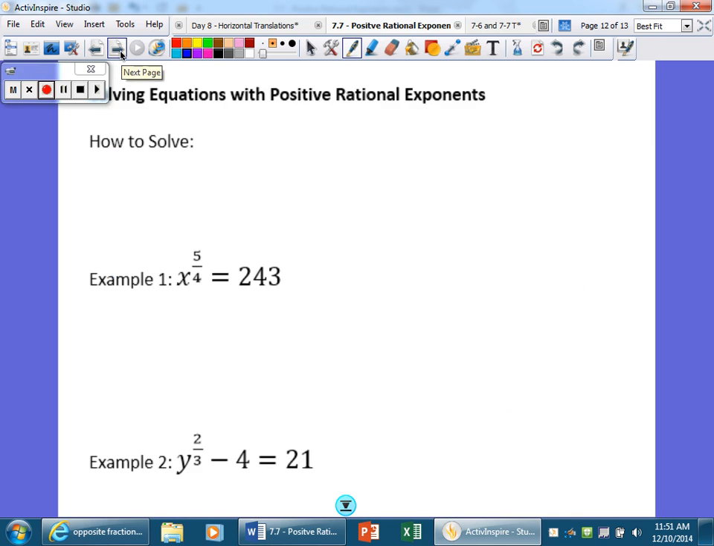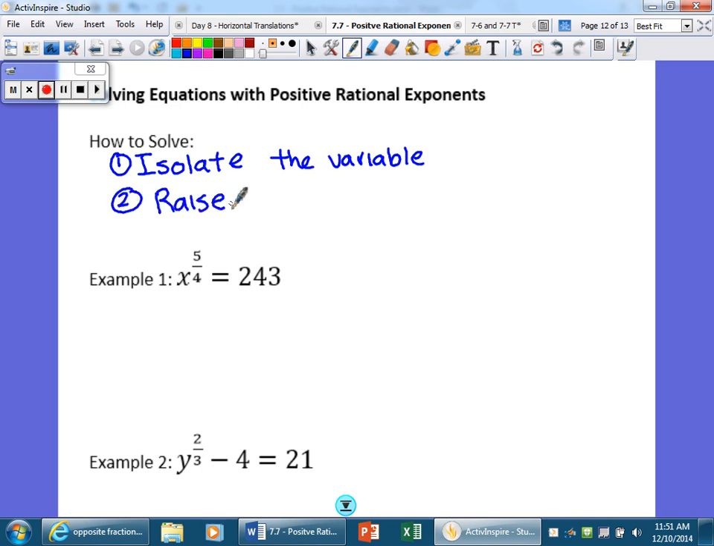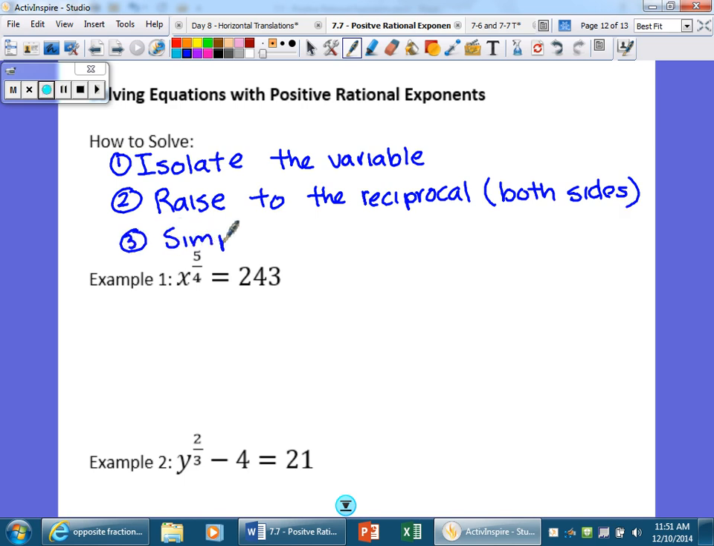Alright, now what we're going to do is solve equations with positive rational exponents. First step is to isolate the variable. Second step is to raise to the reciprocal on both sides. And the last step is to just simplify. So I got 2 questions here to do with you.